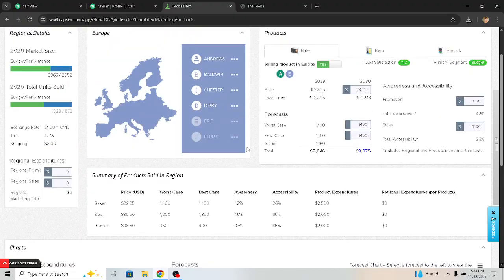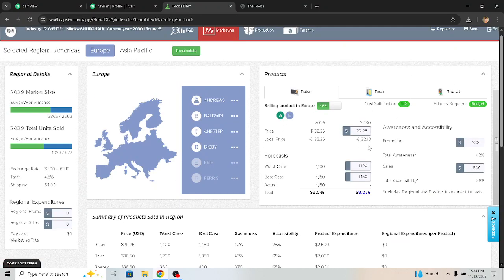So we settled for 32.18 euros. This is our local price, local currency, so we'll take note of it. So we have 32.18 euros. That's our pricing.